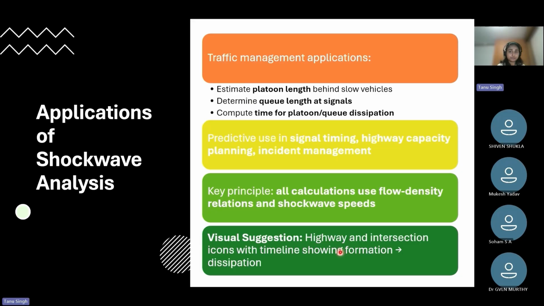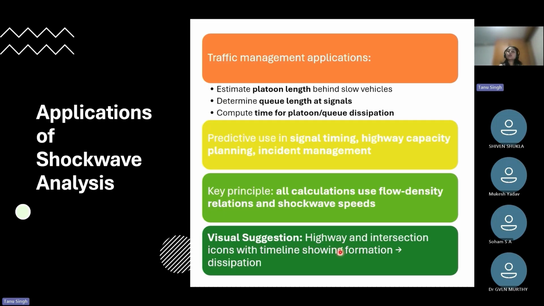Now coming to the applications of shock waves. Shock waves have application in traffic management, where we can estimate the platoon length behind, for example, a truck. If the truck enters the roadway, what will be the platoon length behind that slow moving vehicle? Then determination of the queue length at signals, so that we can keep a particular distance to the next signal and the queue does not affect the other traffic signals.